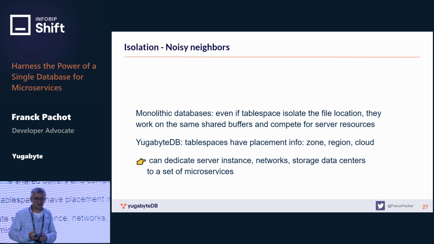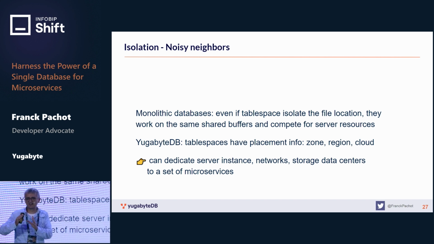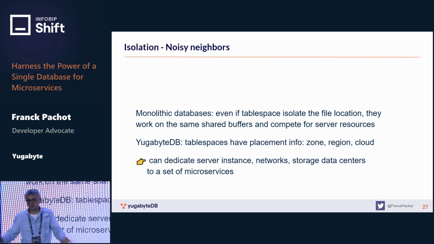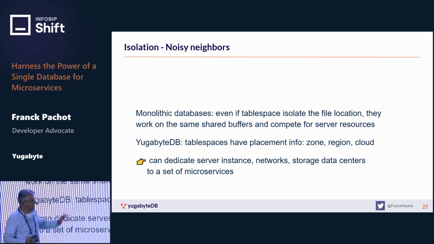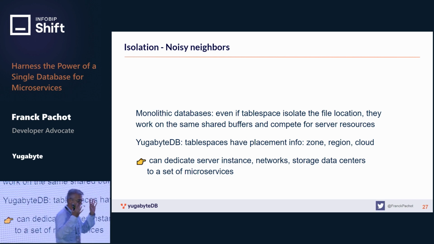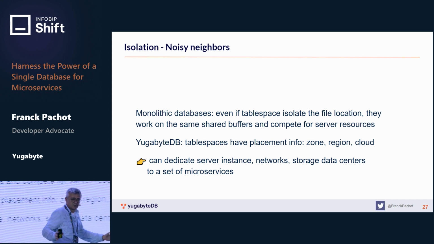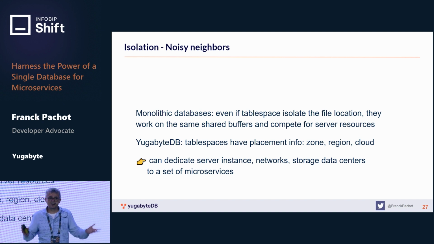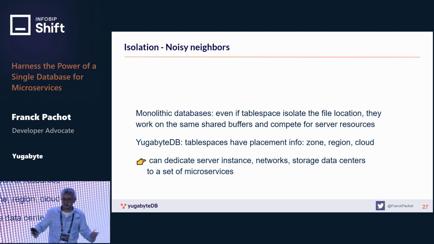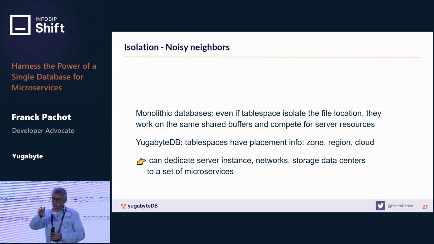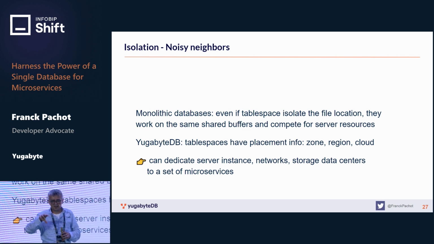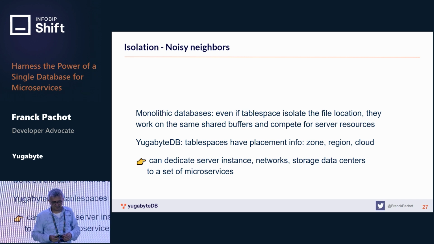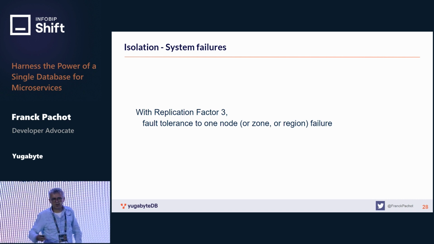Table spaces. So in monolithic databases, table spaces will only isolate the disk. That's not sufficient. You can still have a query that will take all memory, all resources. Here, the table spaces are mapped to some nodes. It is distributed to multiple zones in the cloud, multiple regions, maybe multiple cloud providers, and you can map a table space to a specific region, for example. And then you can be sure that your service will run only on some nodes and dedicate them, which isolates for some failures, not all failures.